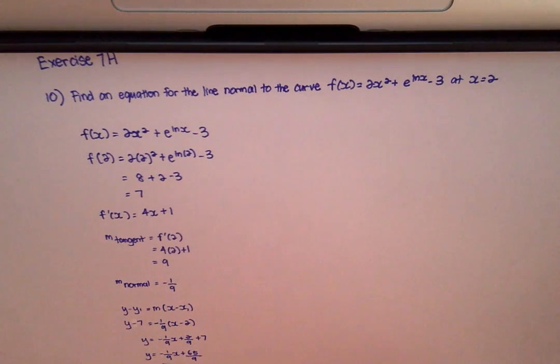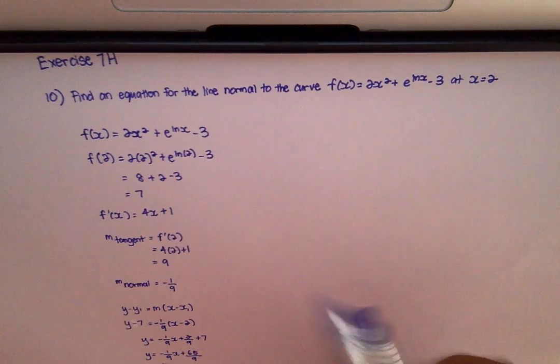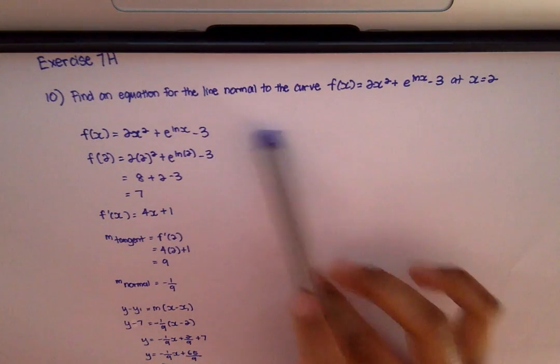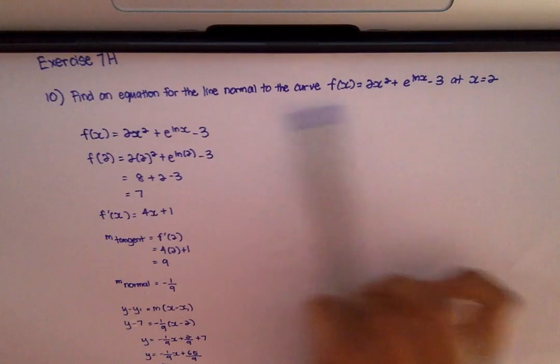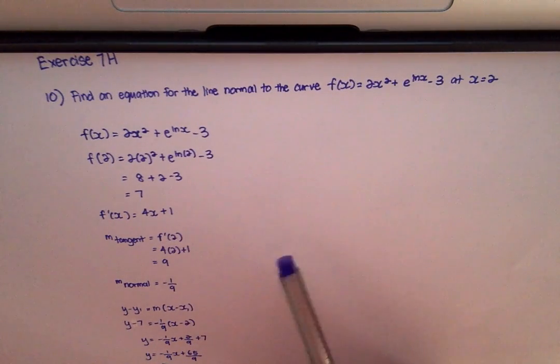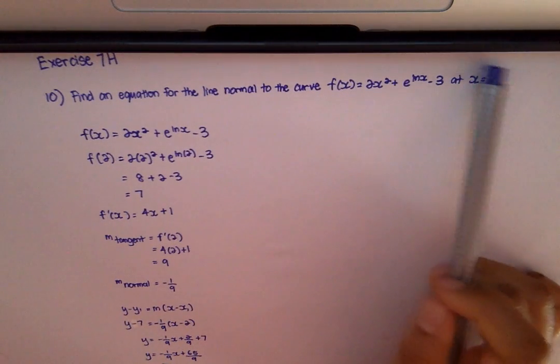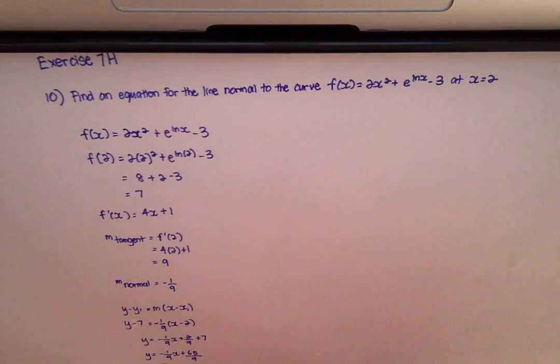So again, like the other question, we're going to state what the question has given us, which is this equation. So it's right here. And then the second piece of information given to us is x equals 2. So what do we do now?